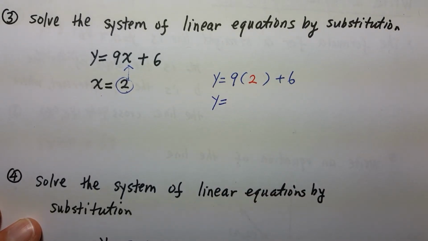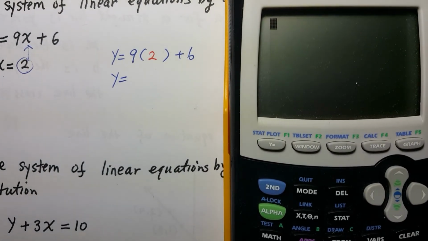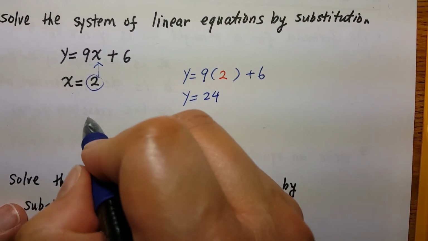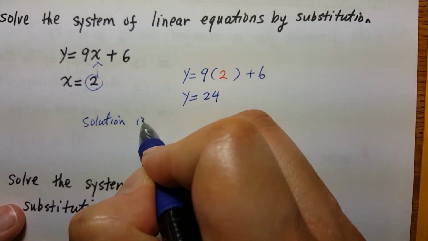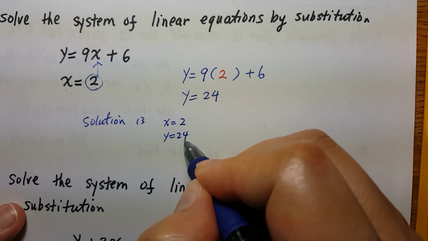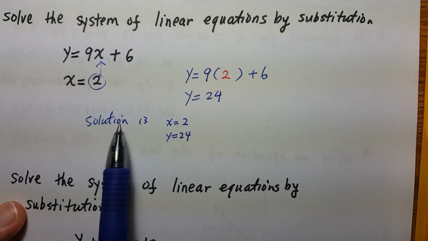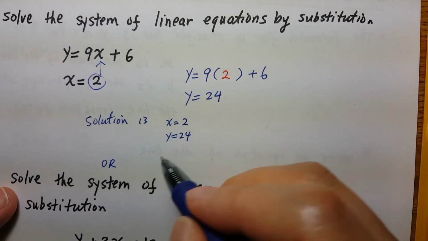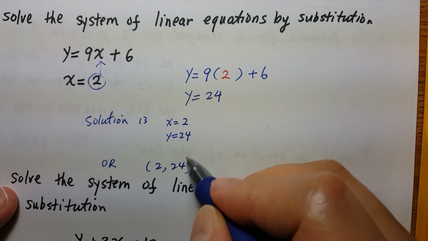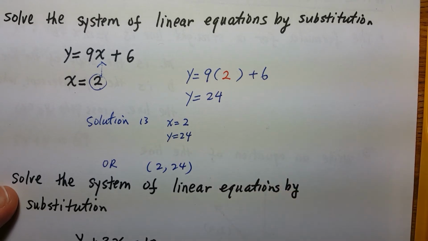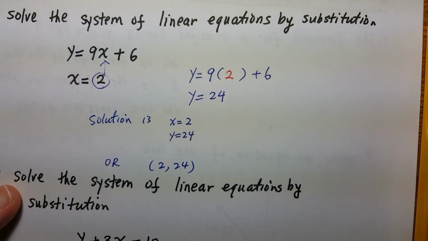Now we're going to use a calculator. We got 9 times 2 in parentheses, and then plus 6. So we got 24. Therefore the solution is x equals 2, y equals 24. Sometimes people write this way, separately, x equals and y equals. Of course, sometimes people will write it as a point, (2, 24). Both are acceptable. So we finished question number 3.